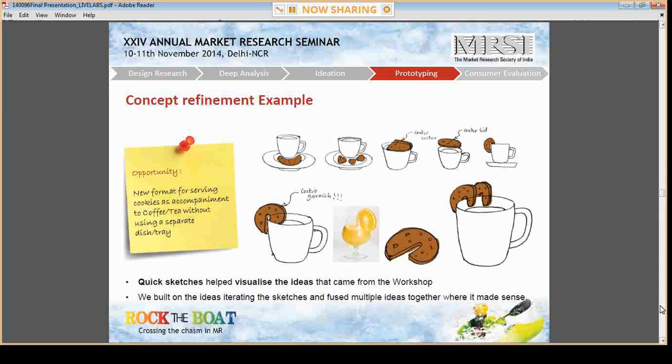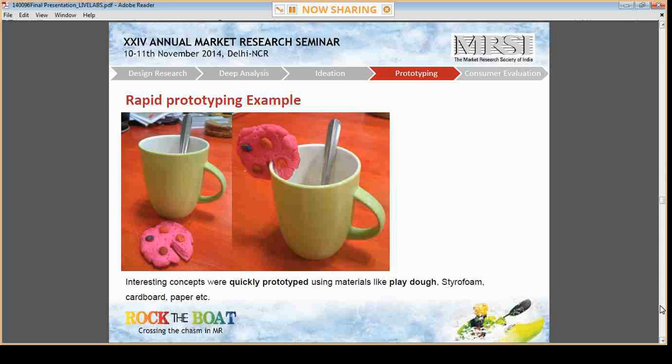One of the ideas that showed promise was a cookie garnish. A cookie which sits on the side of your cup, and that's the way it gets served. So this is how you can take a one-line description, a cookie without a dish or tray, convert it into various idea options, and then build on these options and make it into a concept. Next, please.